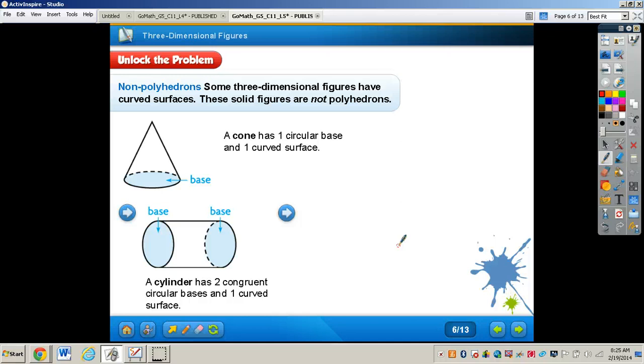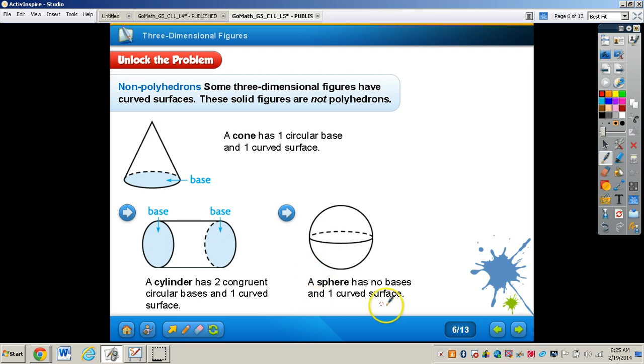First of all, a cone. We understand that a cone has a circular base and one curved surface. We can see a cylinder has two congruent circular bases and one curved surface. We can see that a sphere has no bases and one curved surface. We're all pretty familiar with these, but just a quick refresher on these non-polyhedrons.